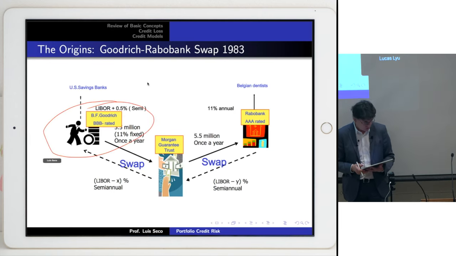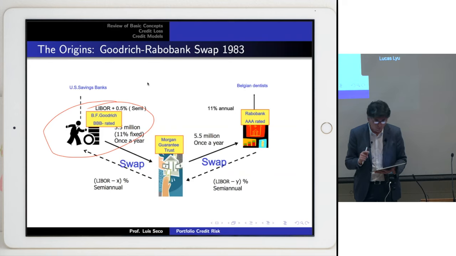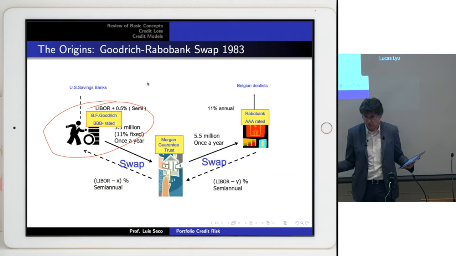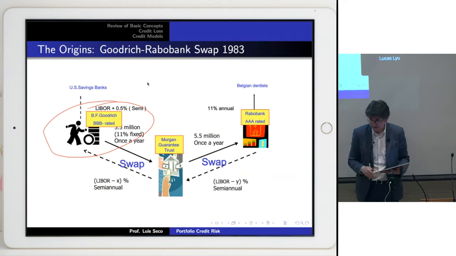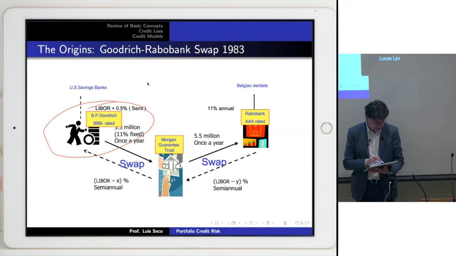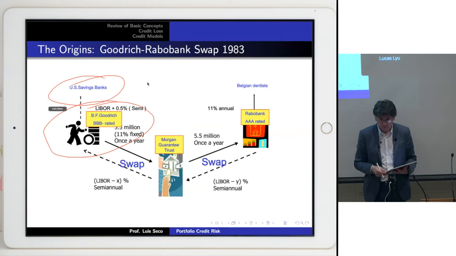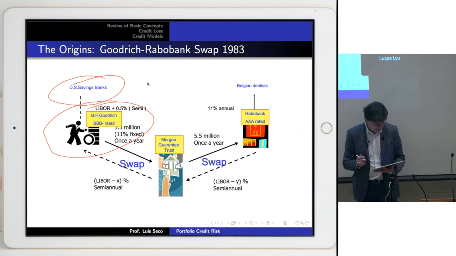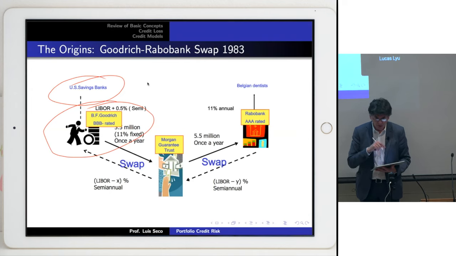They told them, go and buy what you don't want. Take a loan at a floating rate. Then Goodrich says, but that's not what I want. I said, don't worry, just do as I say. Get a floating rate bond. And they got a floating rate loan from the U.S. savings banks at LIBOR plus 0.5%. Remember, this was the cheap option they had. So buy the cheap thing, LIBOR plus 50 basis points.